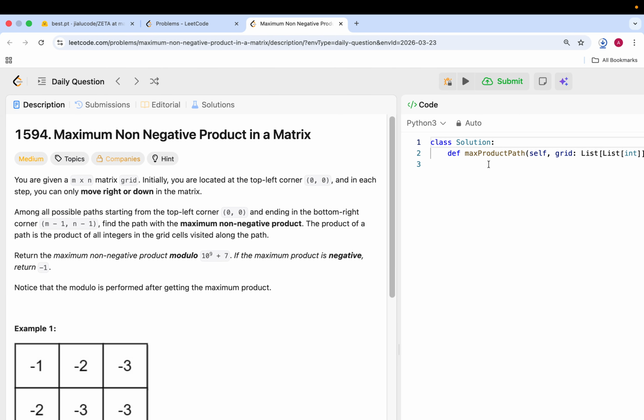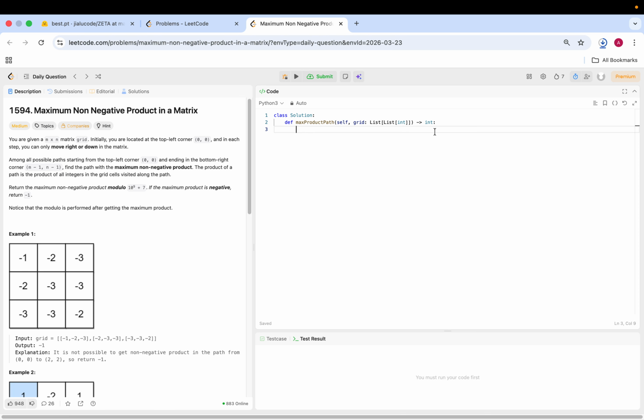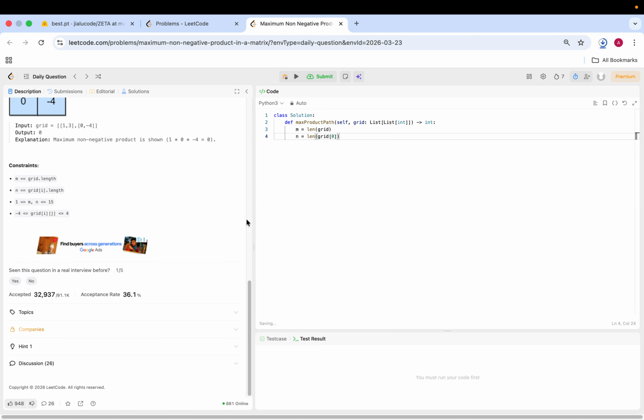Okay, so we're going to begin by allocating all the correct space for our DP array. So DP equals an array. Oh, maybe I'll get the dimensions first. M equals the length of grid. N equals the length of grid 0. And I'm assuming the grid has at least one row. Yep.